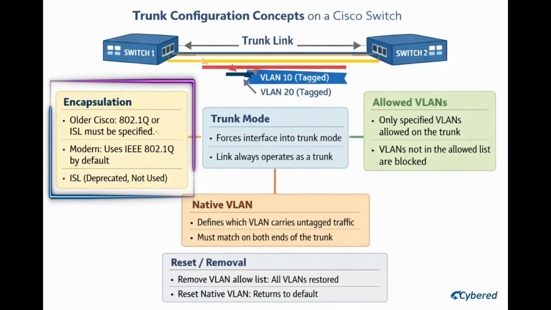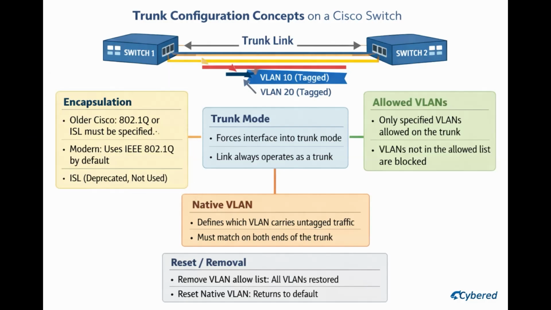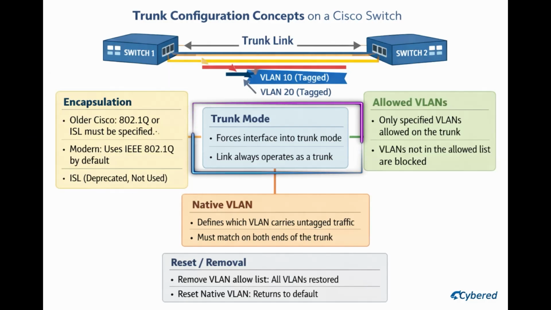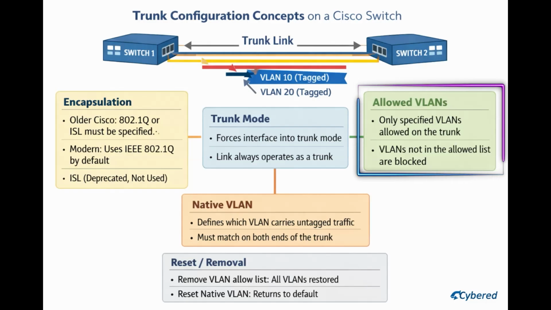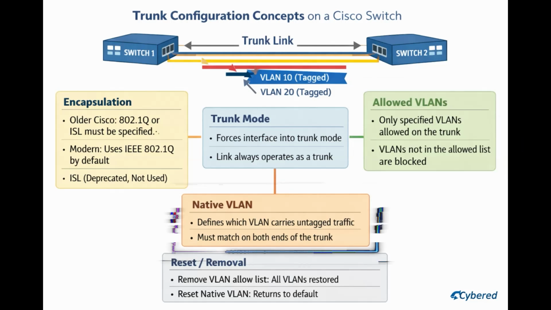Encapsulation. Some older Cisco switches require specifying dot1q encapsulation before enabling trunking. Modern switches use IEEE 802.1q by default. ISL is a deprecated Cisco proprietary protocol. Switchport mode trunk forces the interface into trunk mode. Switchport trunk allowed vlan defines which VLANs are permitted across the trunk. Switchport trunk native vlan sets the VLAN used for untagged traffic on the trunk.